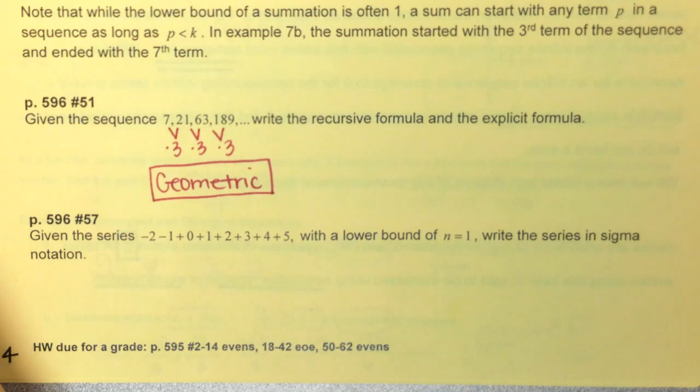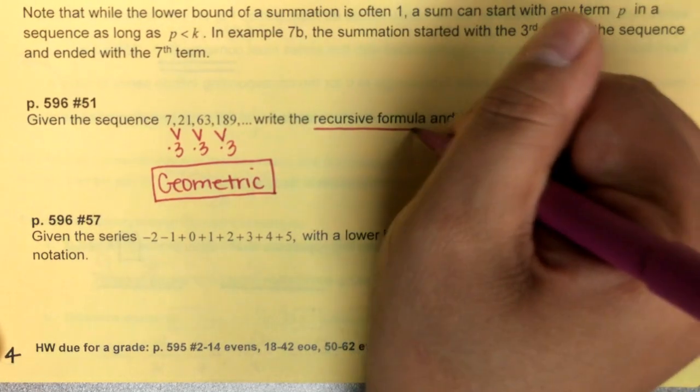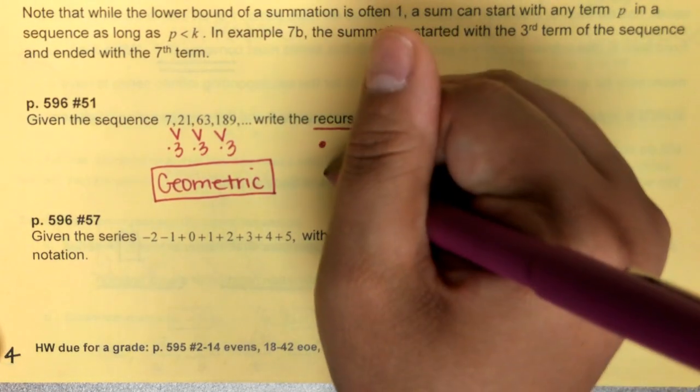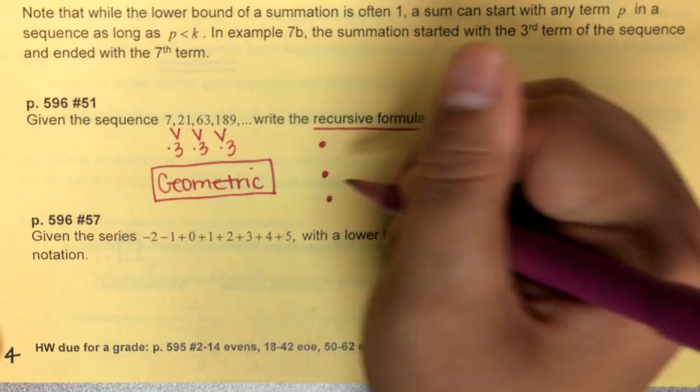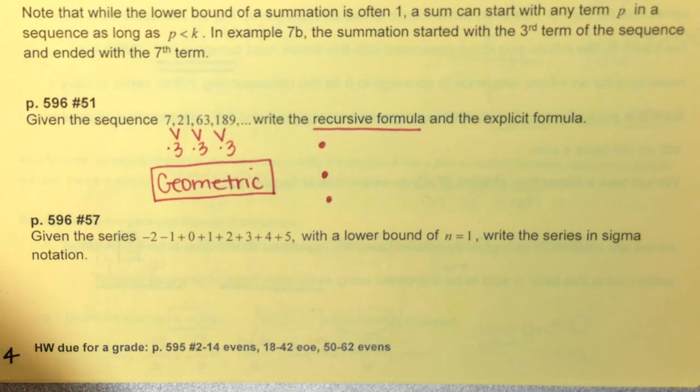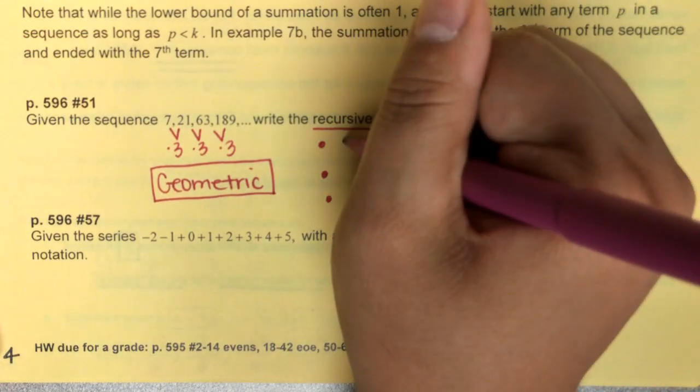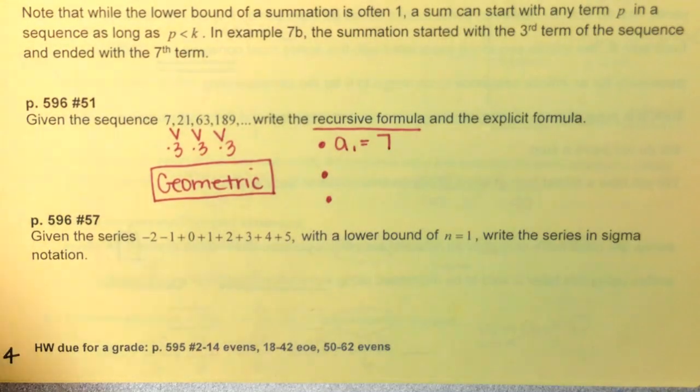All right? So it wants a recursive formula. On Friday, I told you you needed 3 things for a recursive formula. What's the first thing I told you you needed? Where does it start? 7. So A of 1 equals 7.